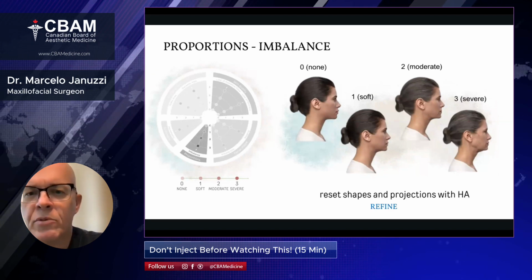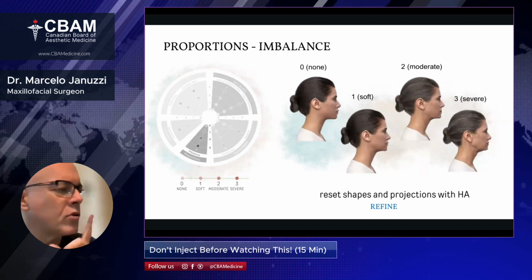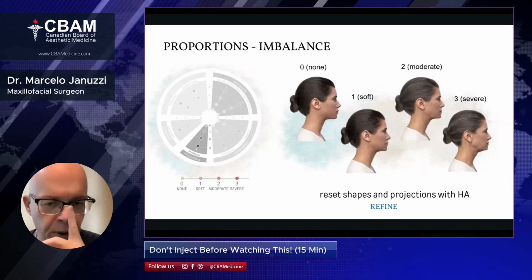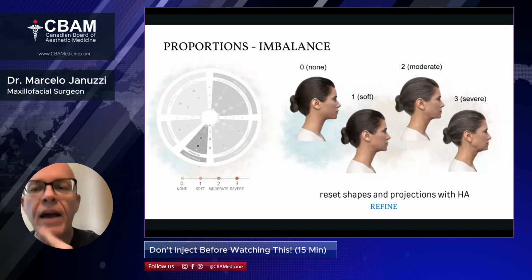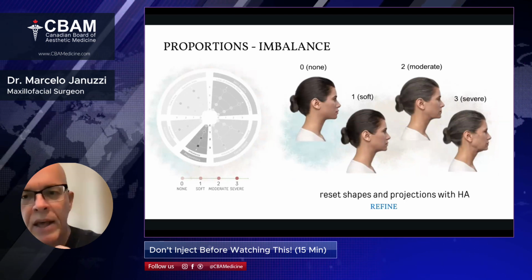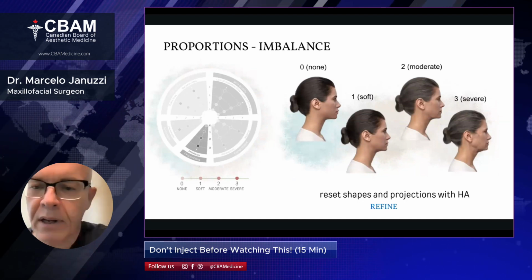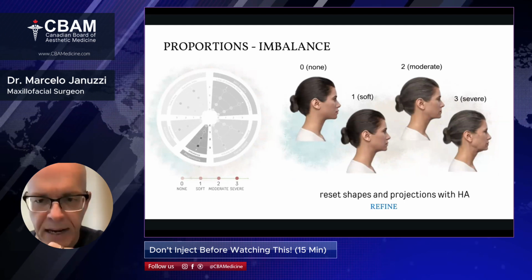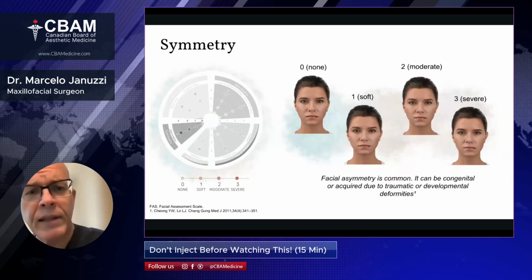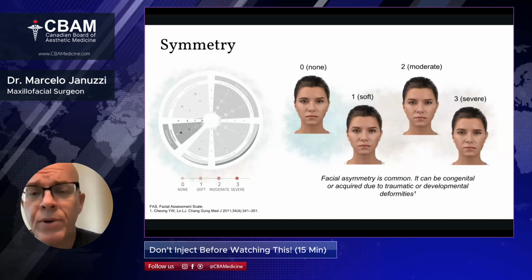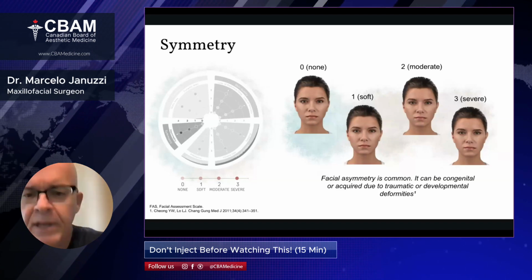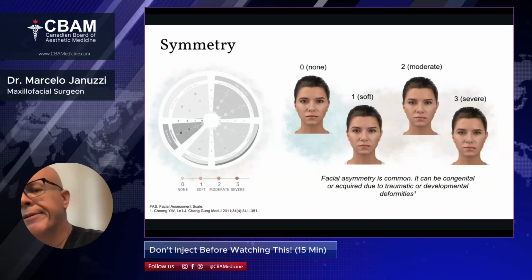So sometimes we need to see the patient in the profile point of view to recreate the profile of the patient, point of the nose, point of the chin and lips, all in the same aesthetic plane. It's very important to determine. We can determine symmetry. We need to look for symmetry or asymmetries in the patients.